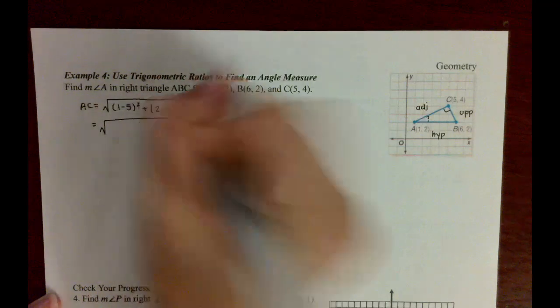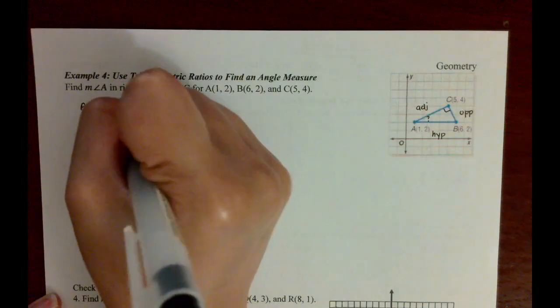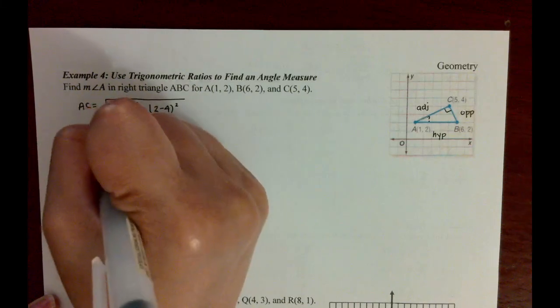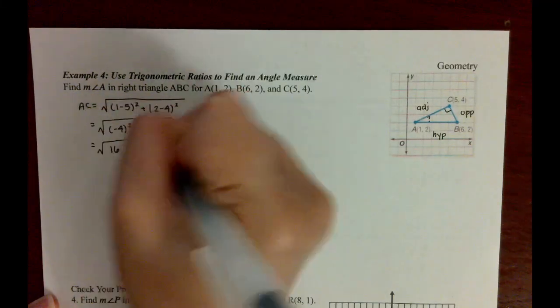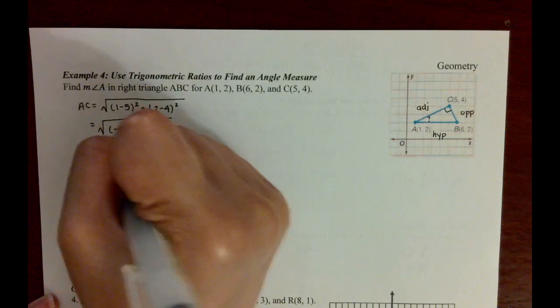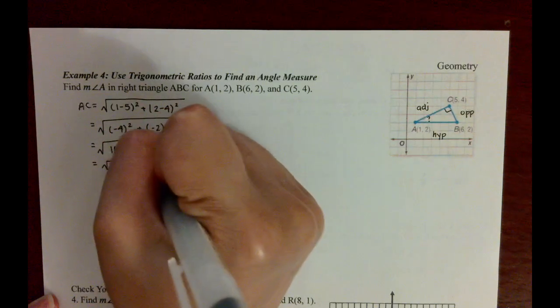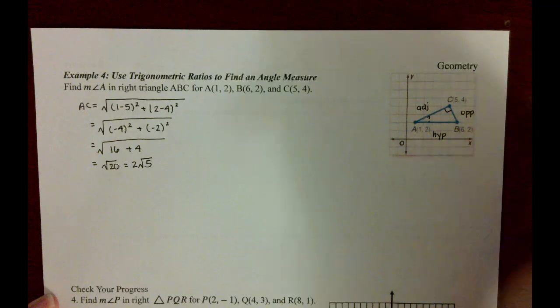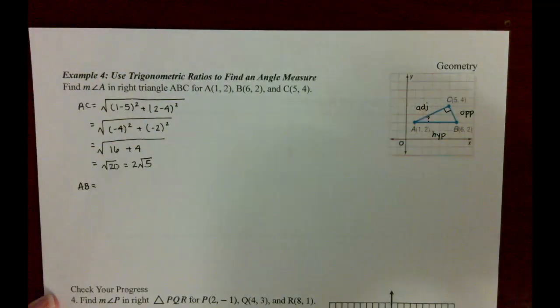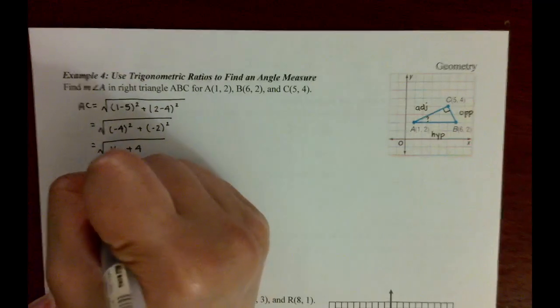Okay. 1 minus 5 squared is negative 4 squared. 2 minus 4 squared is negative 2 squared. Negative 4 squared is 16. 2 squared is 4, so this is square root of 20, which is 2 square root of 5. Okay. AB, the hypotenuse, is nice and easy because it's horizontal. That is 5 units long.